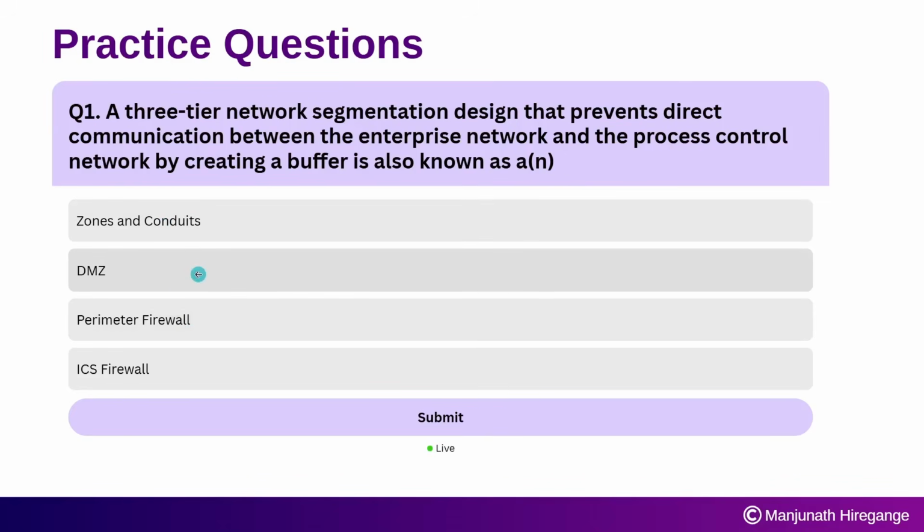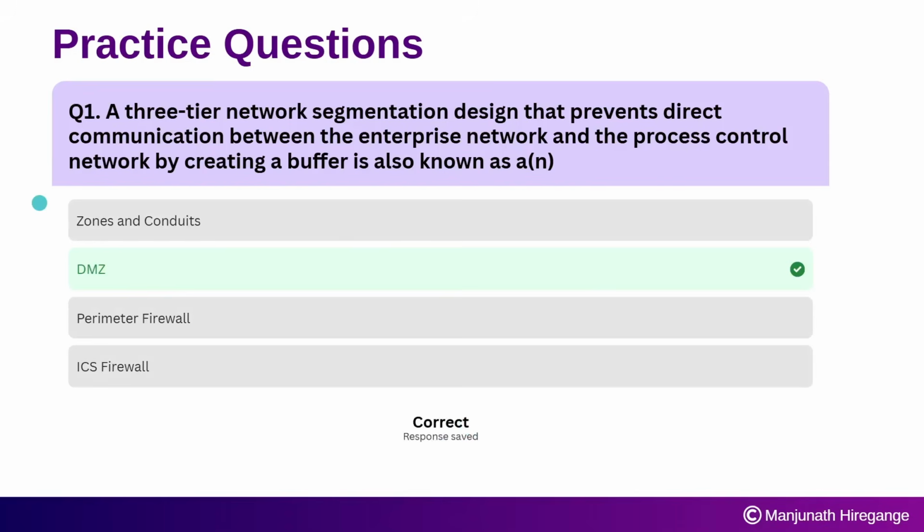So the correct answer is DMZ, right? I'll submit. So DMZ is the right answer. Why? Because a demilitarized zone is a network architecture that acts as a buffer or intermediary zone between two networks with two different security requirements. So in this case, we have two networks: one is the enterprise network and the other is the process control network. The purpose of the DMZ is to prevent direct communication between these two networks, while allowing limited or controlled access to specific resources like servers or services needed for operational tasks.